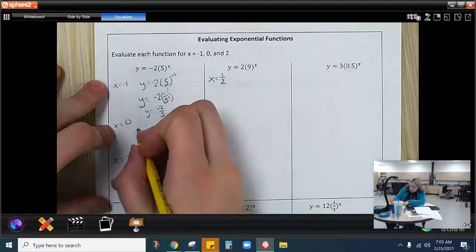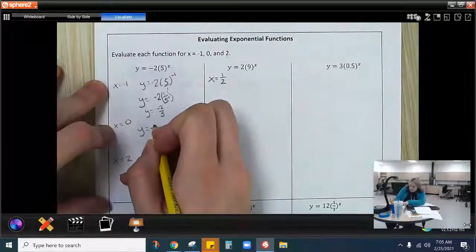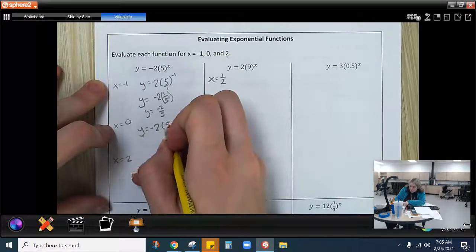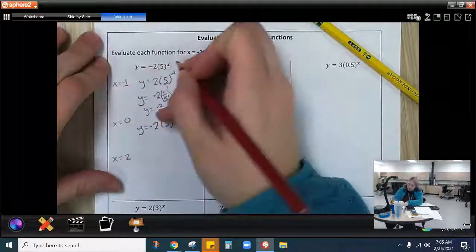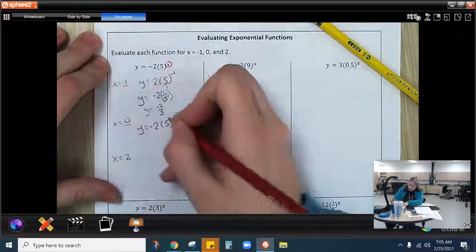So then what about the 0? This one's probably going to be the one you guys like the best. So y equals -2, 5 to the 0. So I'm literally just plugging in whatever this is for my x.